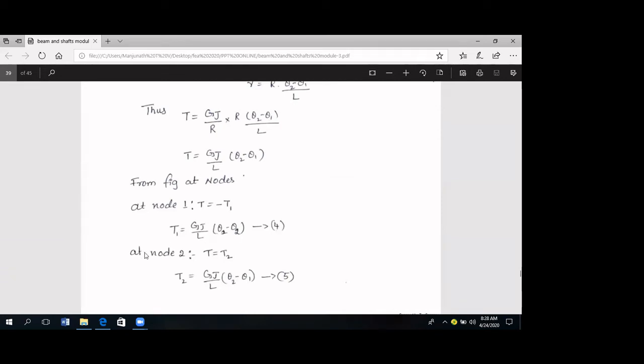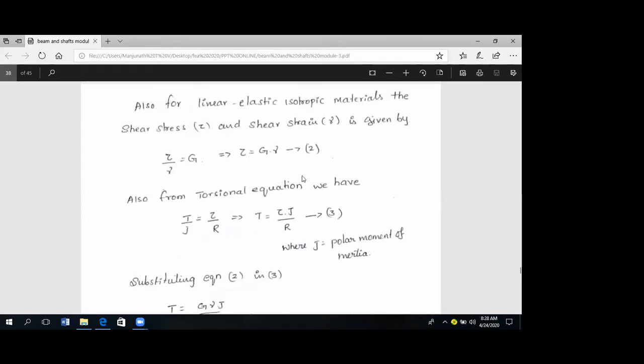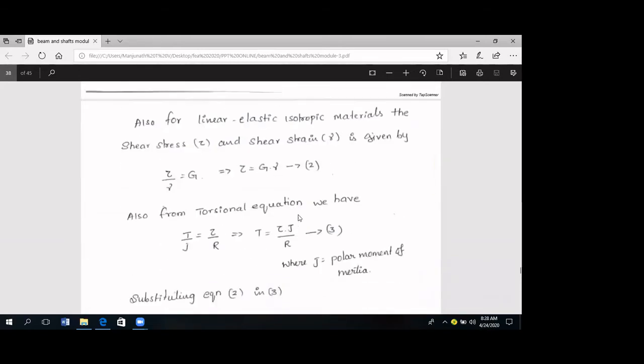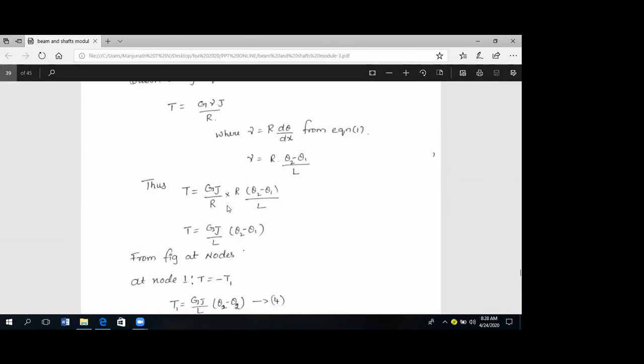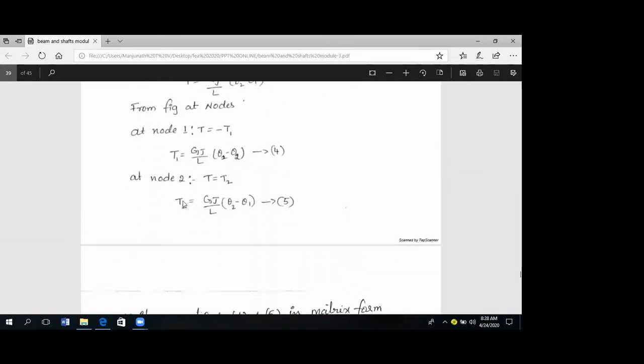Similarly, at node number 2, T is equal to T2. As you substitute T2, we get T2 equal to GJ by L (theta 2 minus theta 1), which gives equation number 5.